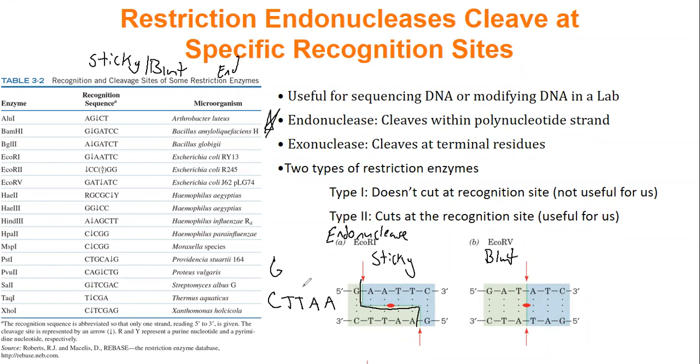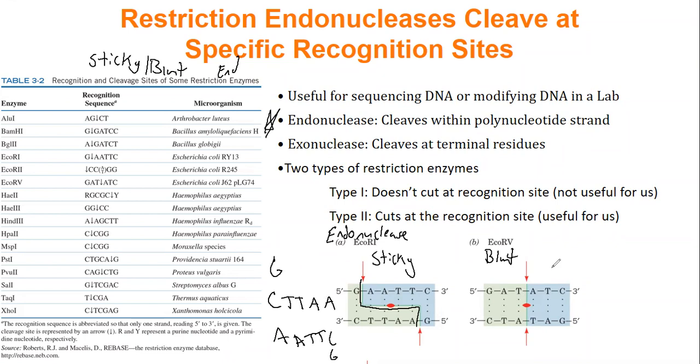So that's why it's called sticky. It's looking to hydrogen bond to something. And the other strand would be A, T, T, C, G. These A, T, T have nothing to hydrogen bond to either. So they're looking to hydrogen bond. So you have created two sticky ends.